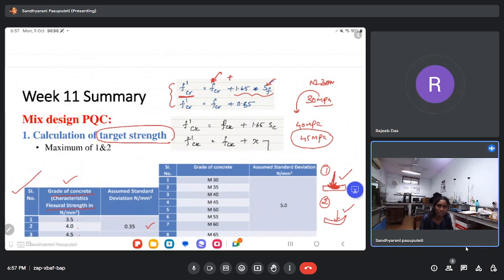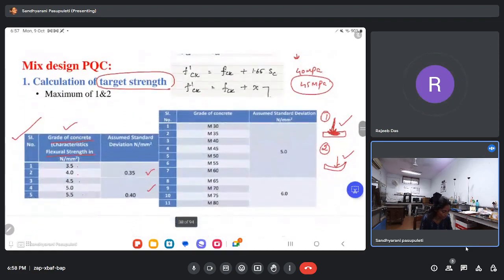One is F_CR and the other is F'_CR. Out of these two, whatever is the maximum, we have to select that one. In the same way, for compressive strength also we can do.